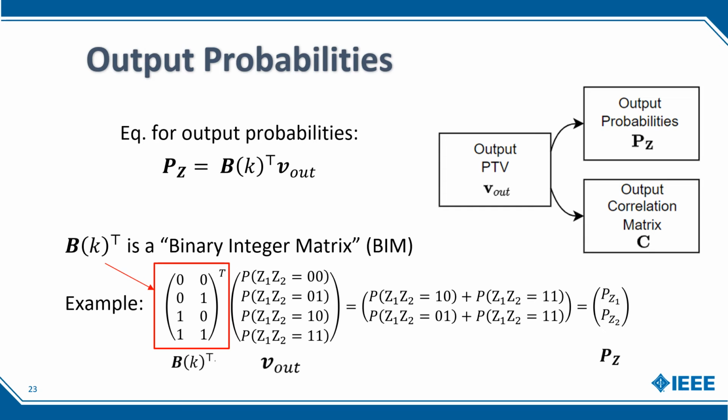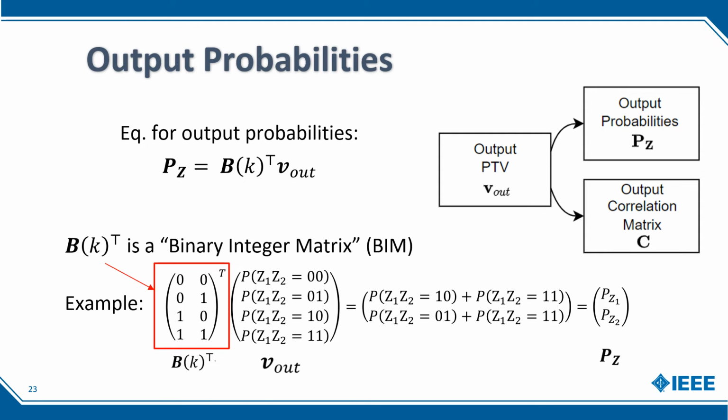Finally, now that we've found the output PTV, we'd like to extract the output probabilities and correlation back out of it, and essentially do the reverse of the PTV generation process which we showed previously. For the output probabilities, we found a neat equation that multiplies the output PTV by matrix B, which we call the binary integer matrix, or BIM.